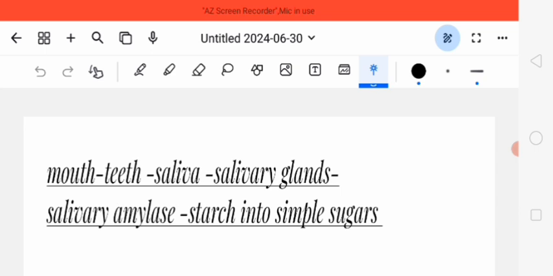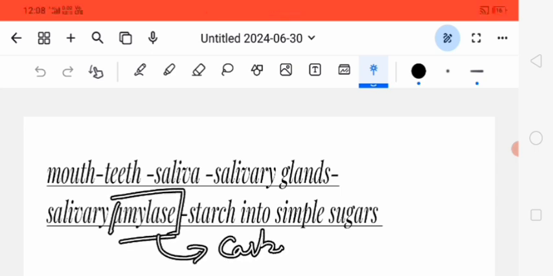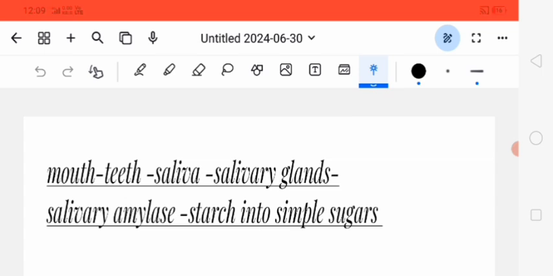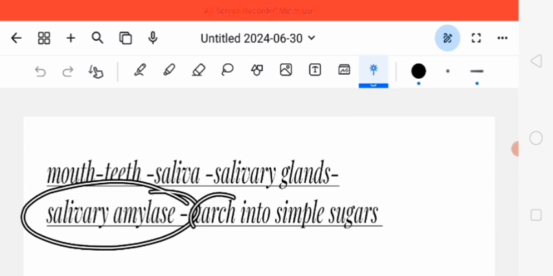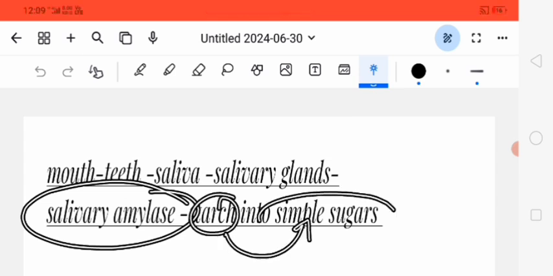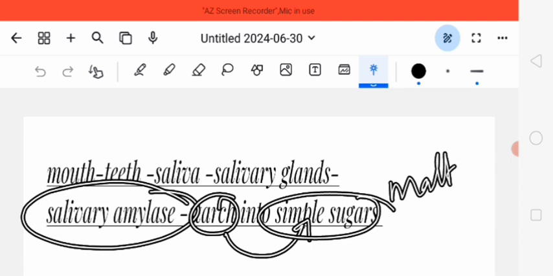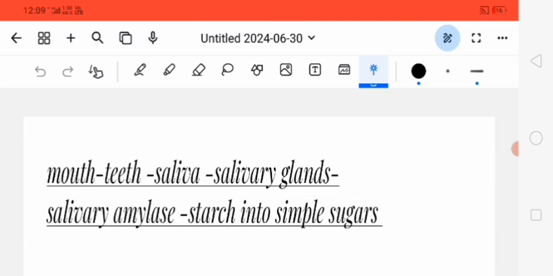What is the enzyme's name? Salivary amylase. And also remember one thing, amylase means we always talk about carbohydrates. Carbohydrate digestion we'll talk about. Amylase always means carbohydrate digestion. With the help of salivary amylase, starch converts into simple sugars. Here the simple sugar is mainly maltose. If there is 100% carbohydrate, then only 30% of carbohydrate is digested in the mouth. Remember it.